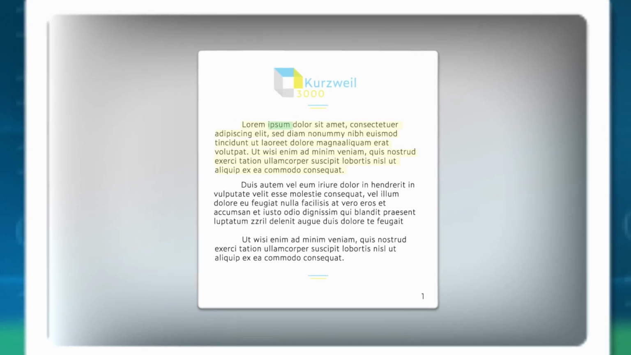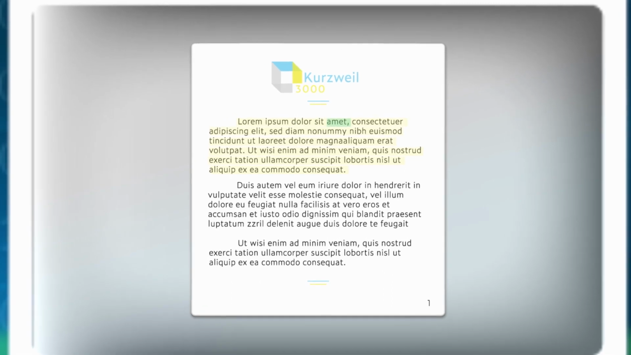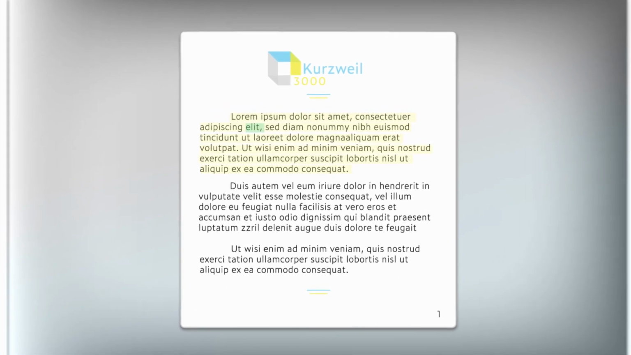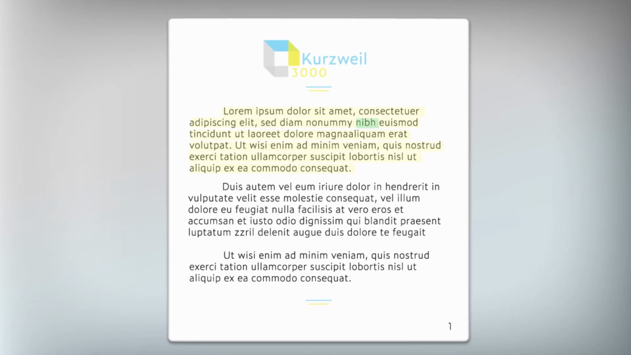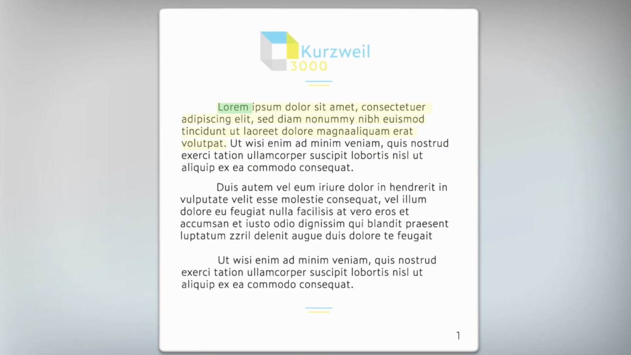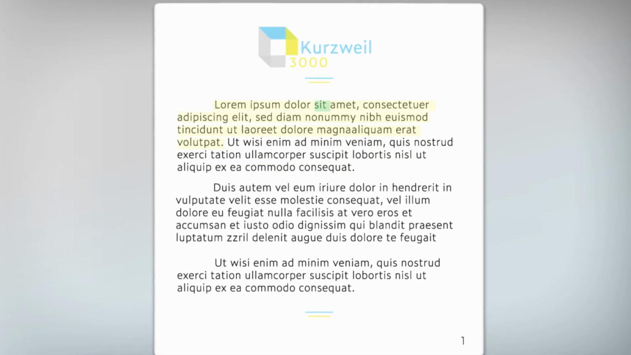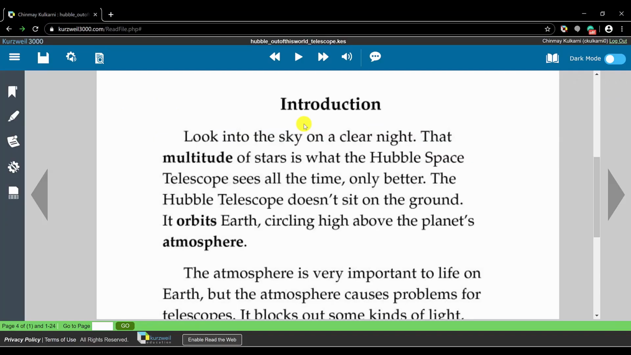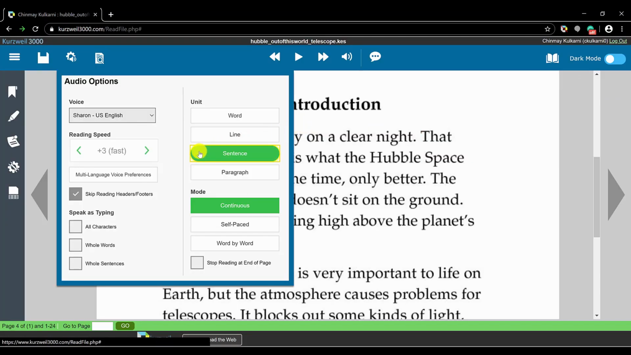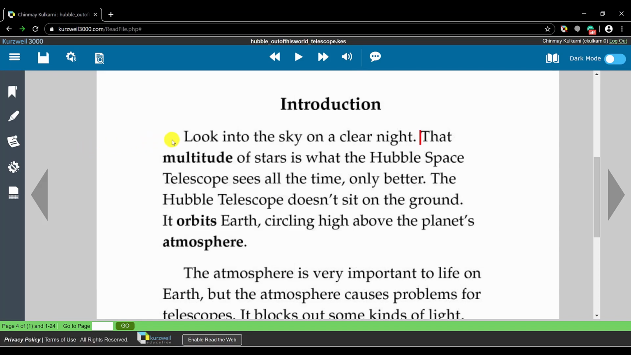Kurzweil will highlight text as it reads. You can adjust how much text Kurzweil highlights at a time. We are currently highlighting the entire paragraph. Let's change the settings to only highlight a single sentence at a time. Click on Audio Options, then click Sentence. Kurzweil will now highlight the current sentence it is reading.